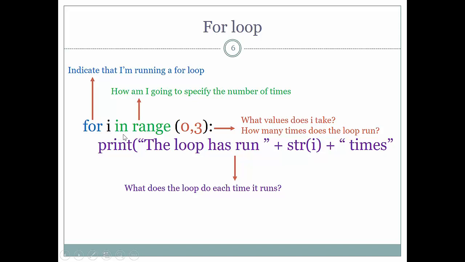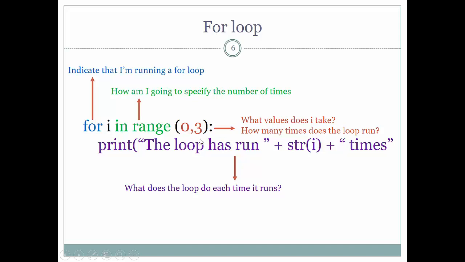Next, this section on in range just tells the compiler that I'm going to define two numbers that will allow you to determine how many times the loop should run. 0 and 3 are the specific numbers that determine how many times the loop runs. So whenever you see two values inside a range, you just need to take the second number minus the first number. So in this case, 3 minus 0, that is the number of times that the loop will run.